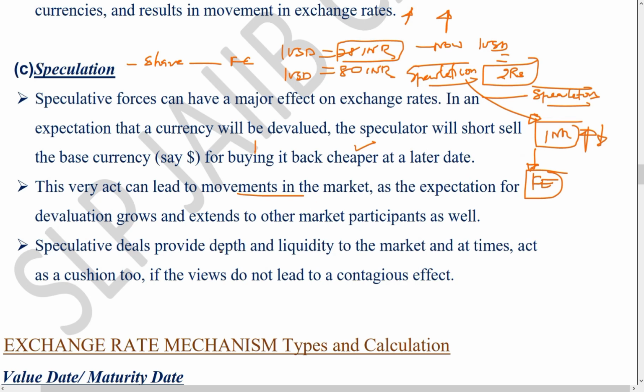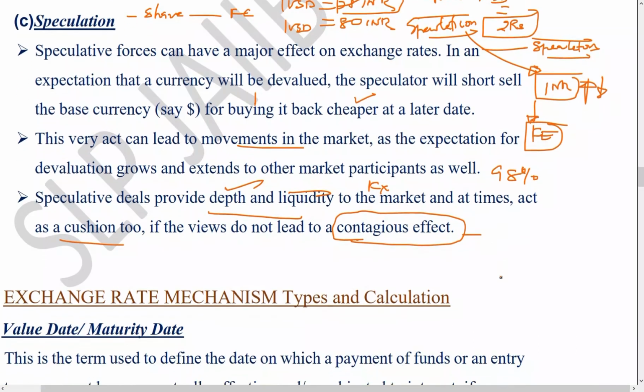But on the positive side, it is giving depth and liquidity to the market, since, as I already told, 98% of the trade is by investors and speculators. Which market? The FX market. It acts as a cushion also. But sometimes it has a contagious effect. If some speculators say that some currency is going to perform very badly, everybody will try to sell that currency. This will be a contagious effect, and sometimes it may lead to a crisis also. So that is the negative side.